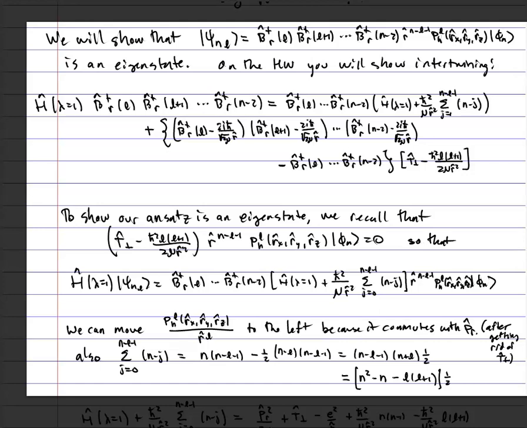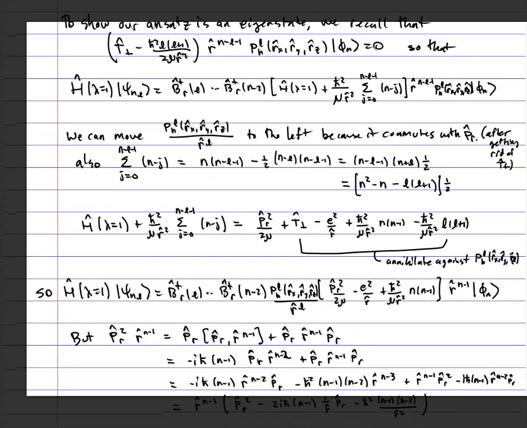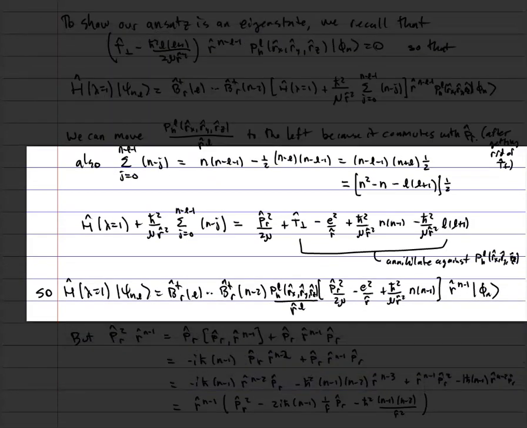And then you can just multiply that out, and you find you get n squared minus n minus L times L plus 1, the whole thing times 1/2. Okay, now let's take a look at what the H is. The H acting on this state is going to equal this PHL times this Rx, Ry, Rz, over R hat to the L times a Pr squared over 2 mu minus e squared over r plus h bar squared over mu r squared n times n minus 1, the whole thing acting on r hat to the n minus 1, because that's the only term that is left.